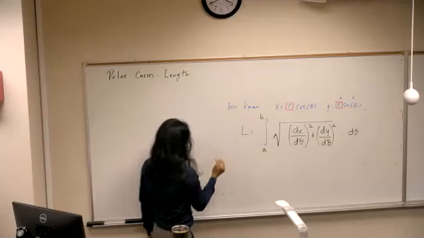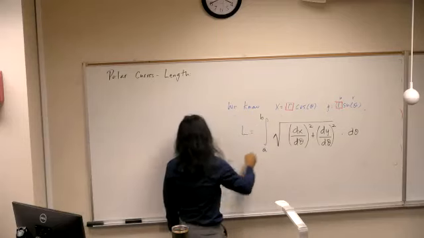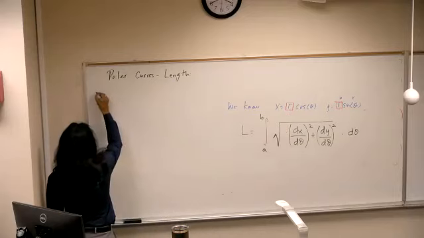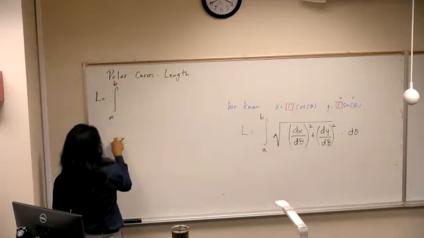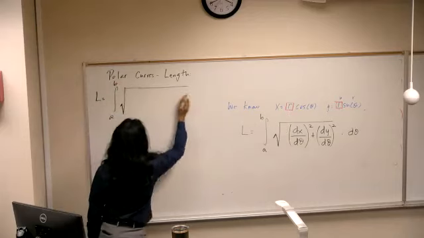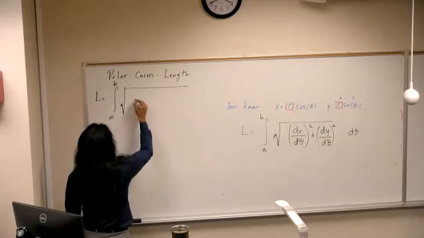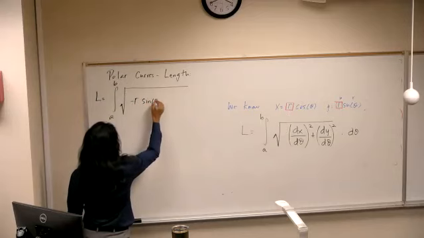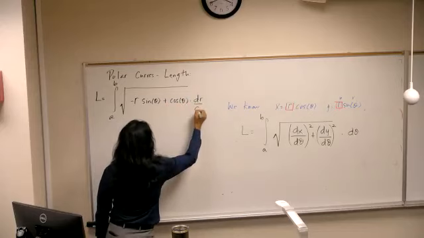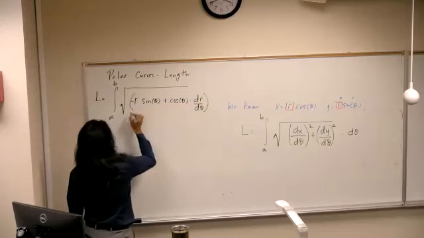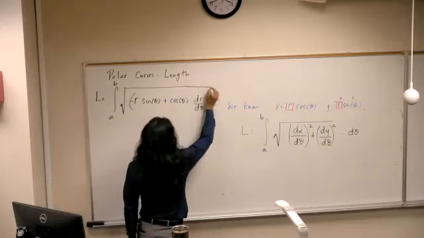We know dx over d theta from the previous problem. We use product rule, take the derivative of that. So length would equal, from 2 points A to B, dx over d theta, which is negative r sine theta plus cosine theta times dr over d theta. Good.